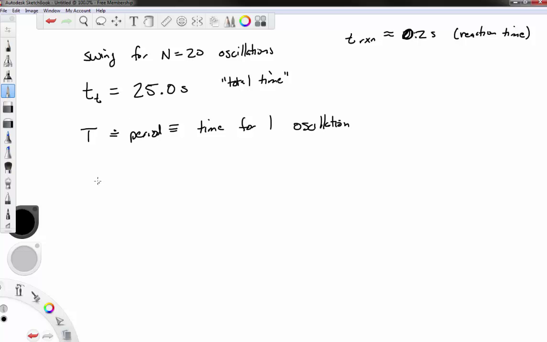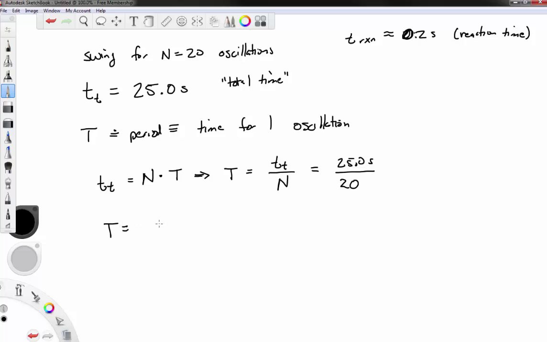Well, you can use basically that the total time is the number of oscillations times the period for one oscillation. So by implication, the total time to do one oscillation, in other words the period, must be the total time that all 20 oscillations took divided by the number of oscillations, namely 20. So you'd have 25.0 seconds divided by 20 oscillations. You can write oscillations here if you want, but the period has final units of seconds because it's a time. So you could put time per oscillation if you'd like as your unit.